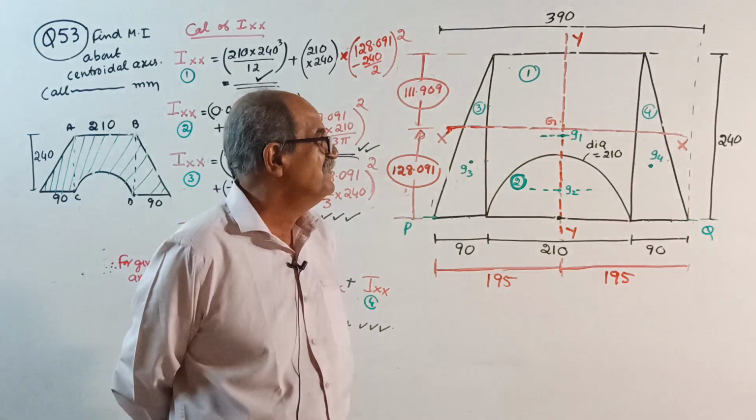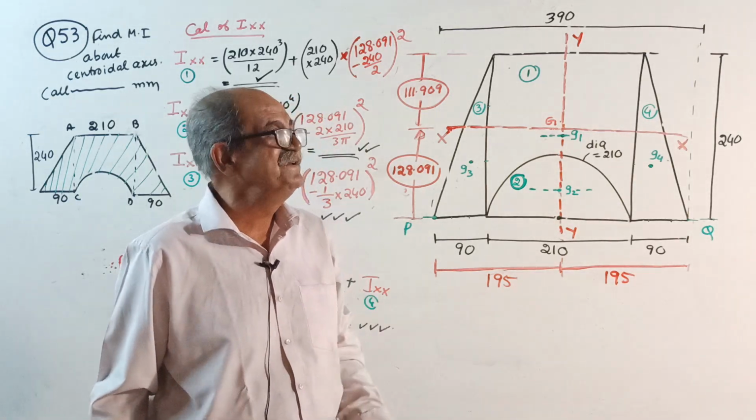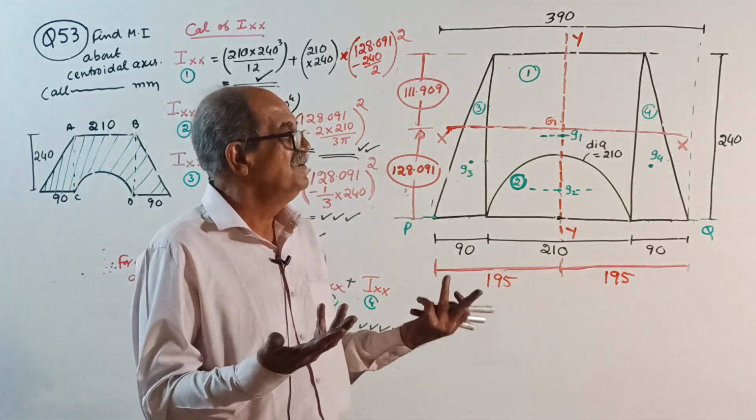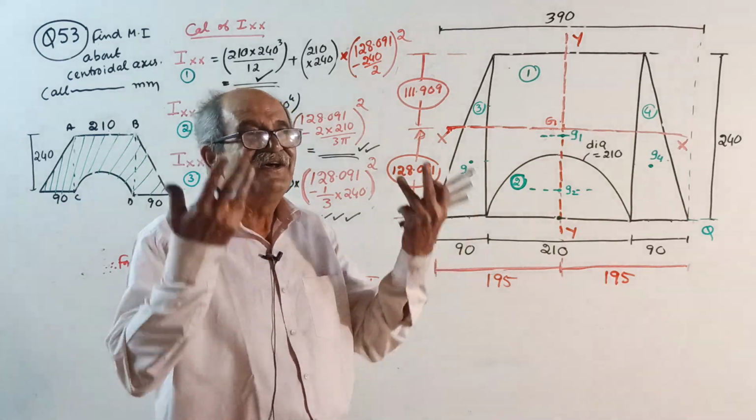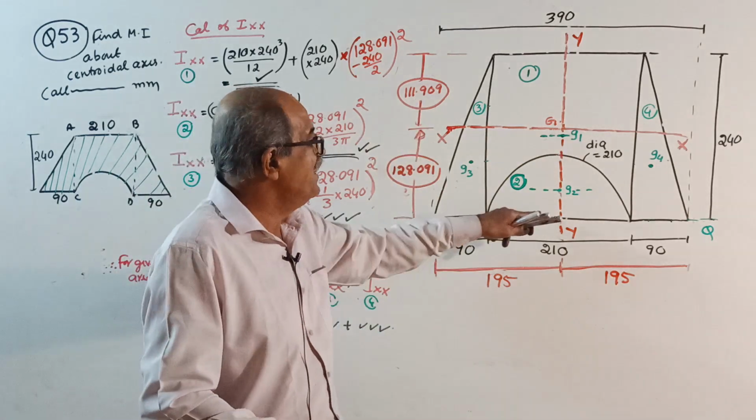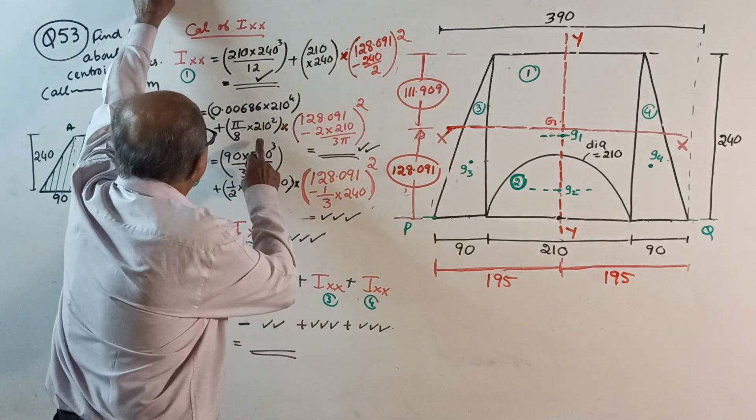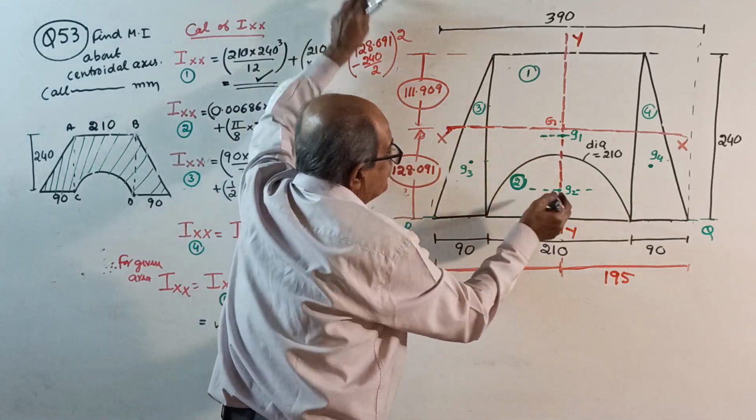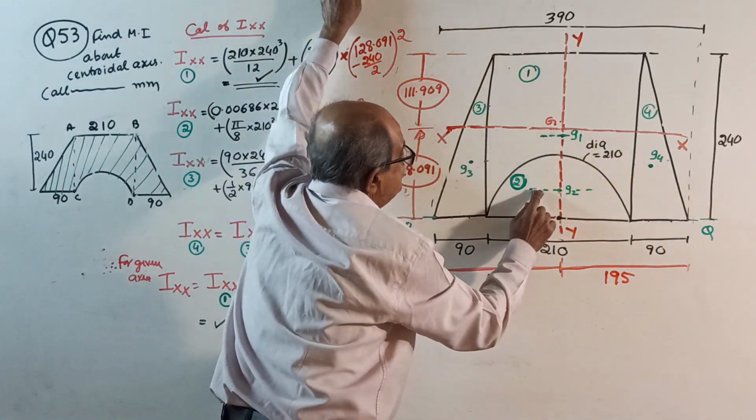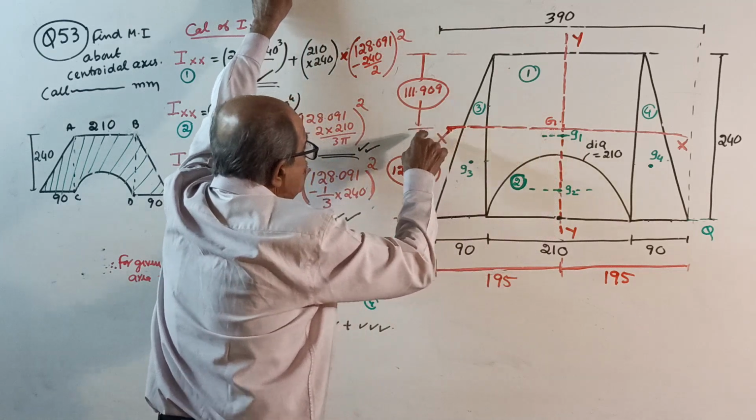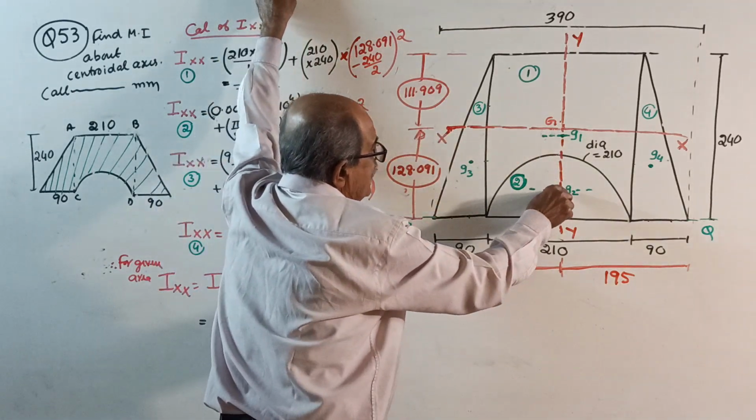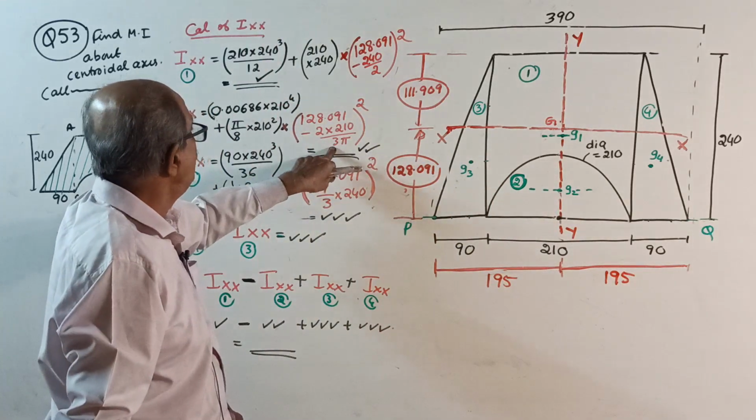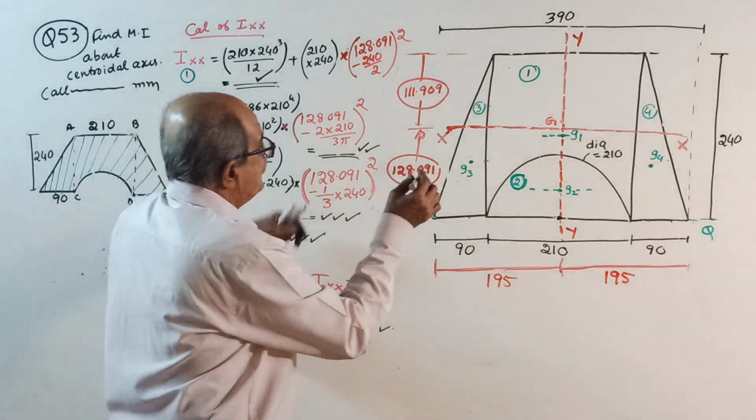In the offline class, if I tell, so many will be laughing by this time. They will tell, sir, 100 times. Okay. 0.00686 diameter power 4 plus area into, see, from centroid to xx, this distance square is 128.091 minus this distance 2d by 3 pi, whole square. I wrote here.